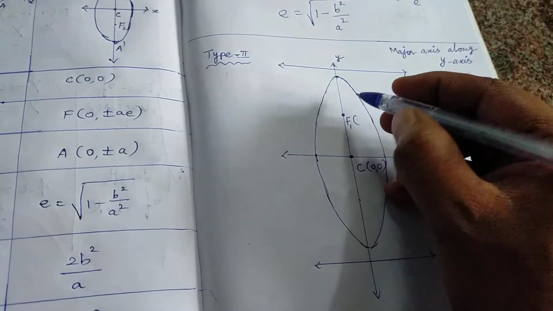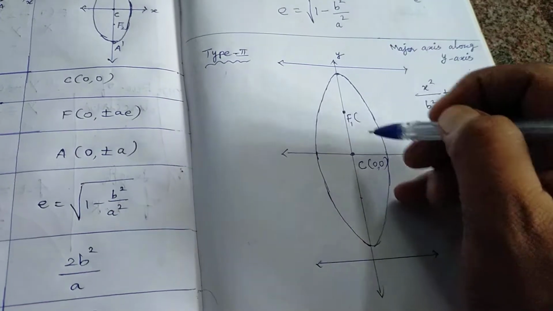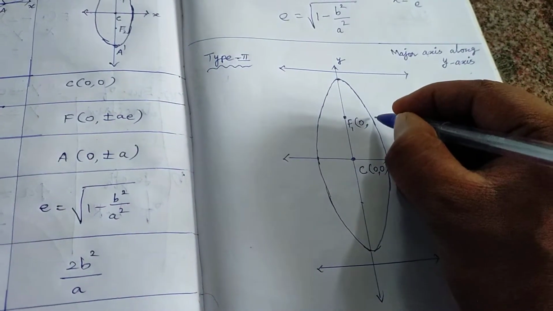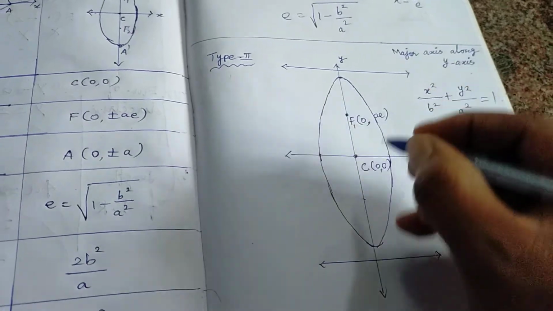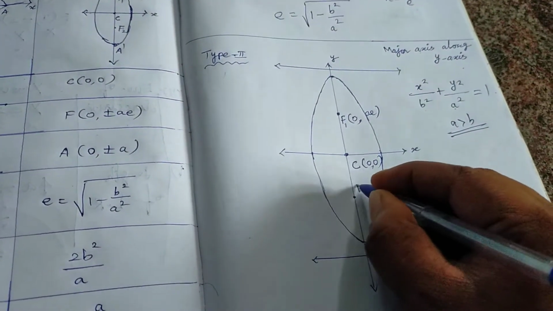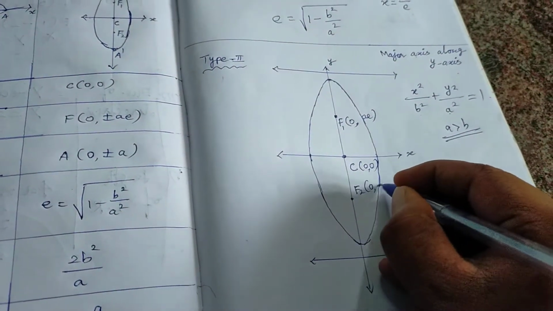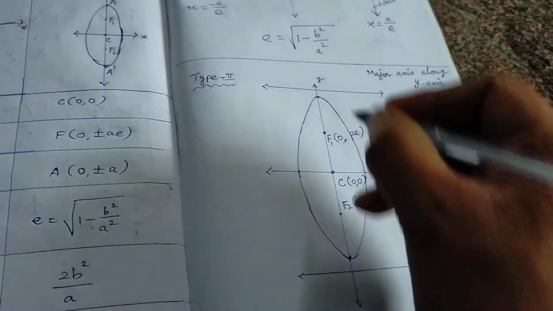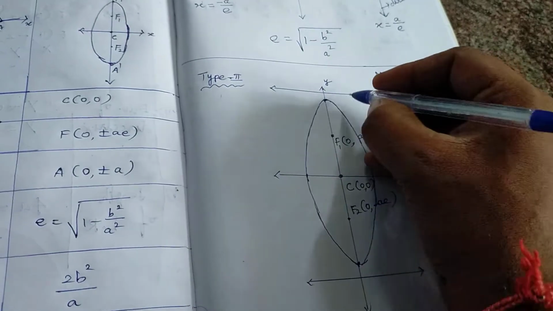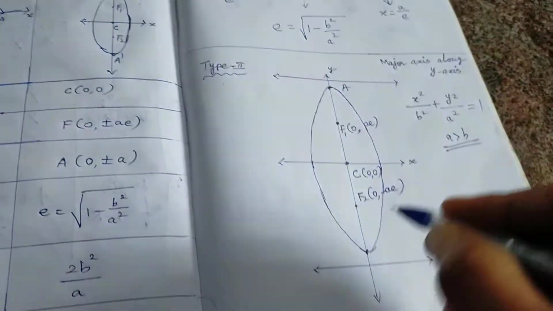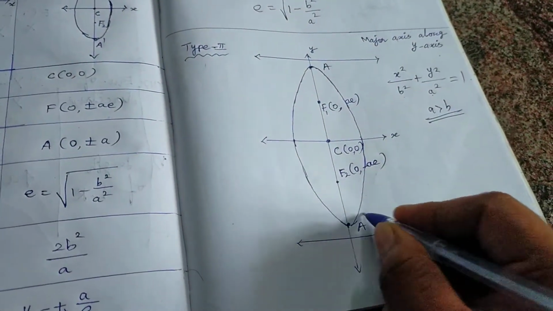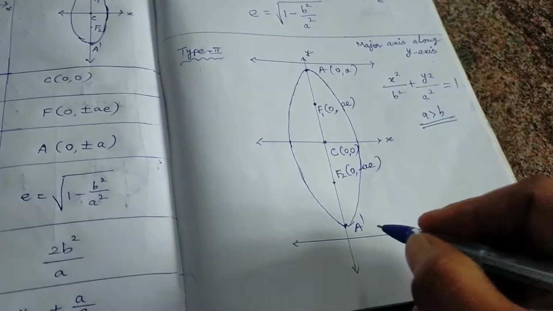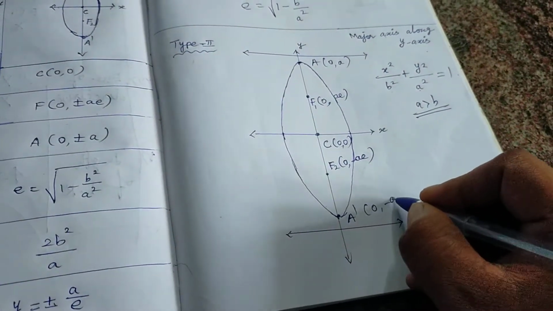So we plot the points that lie on the y-axis. So the x value is 0. F1 is 0 comma ae. F2 point is 0 comma minus ae. Vertices: the end points are called vertices. This is A, this is A dash. A point is 0 comma a. This point is 0 comma minus a.